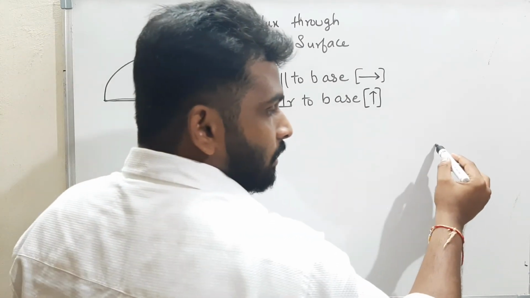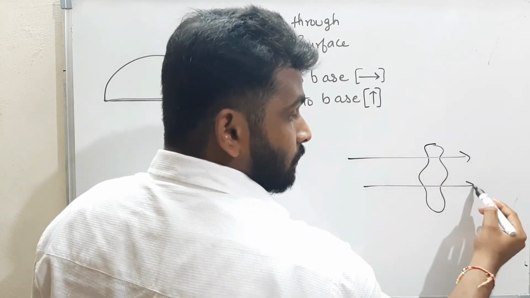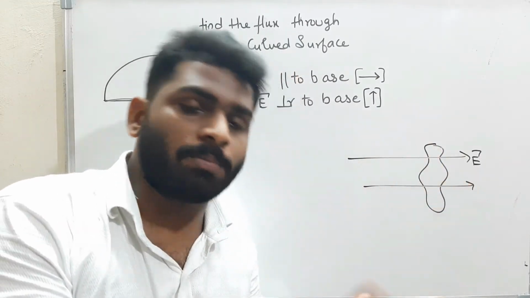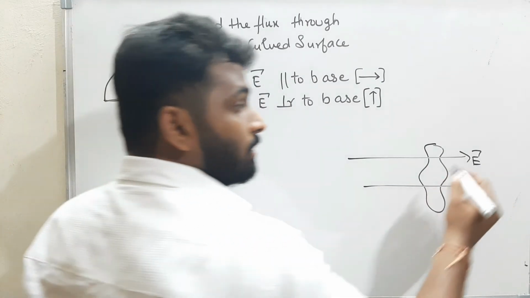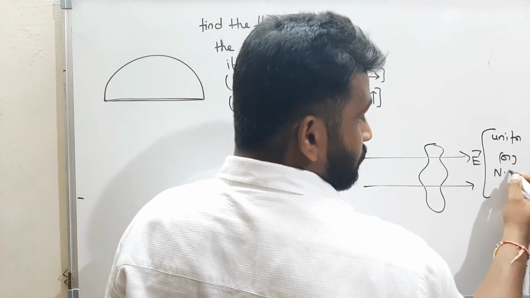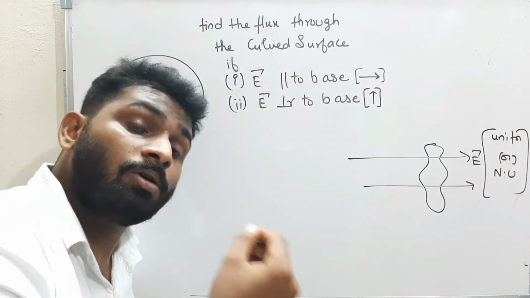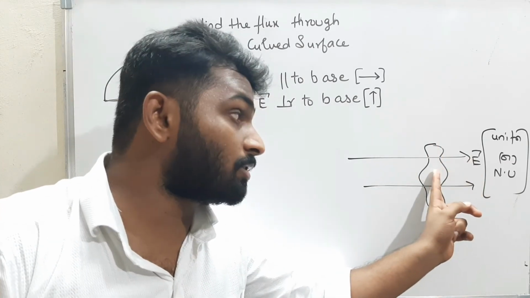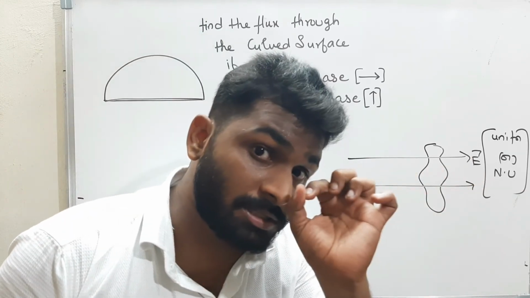Whenever I place any closed surface in an electric field, it may be any shape, and the electric field may be uniform or non-uniform. Whenever I place any closed surface in an electric field, then the flux through this closed surface is 0.